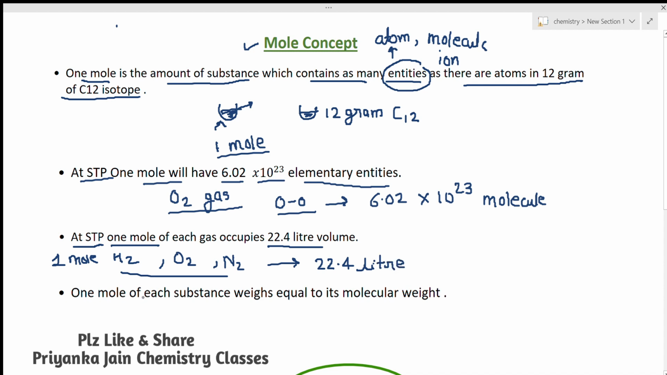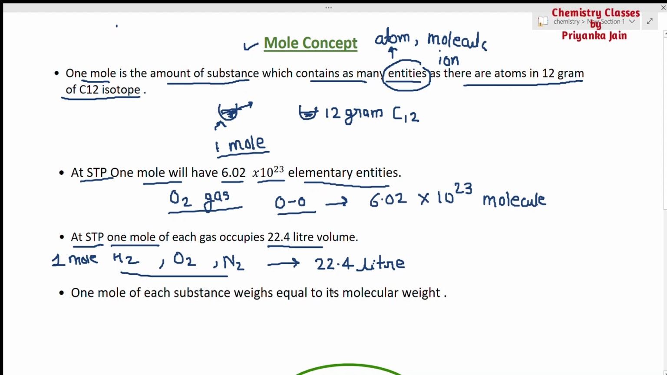Next thing, 1 mole of each substance weighs equal to its molecular weight. It means in 1 mole of any substance, suppose we are taking N2, if we are taking 1 mole of N2, then it will have the molecular weight of 28 grams. So this 1 mole will be equal to its molecular weight in grams, right?